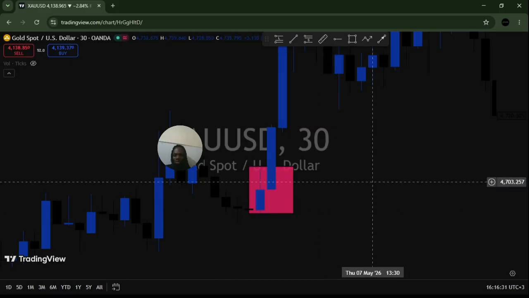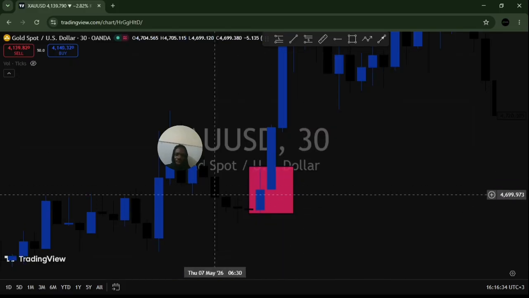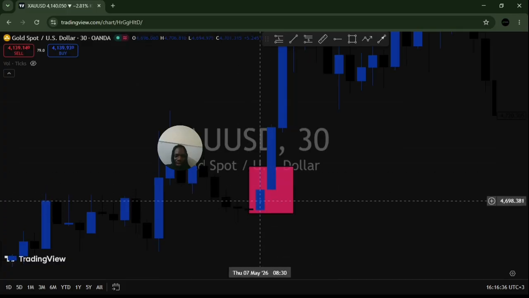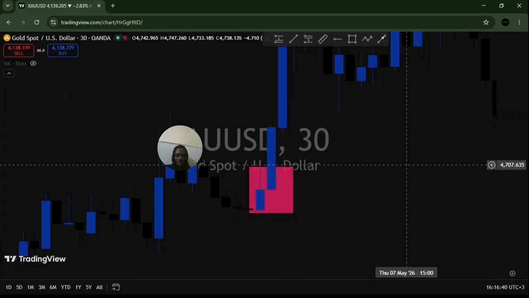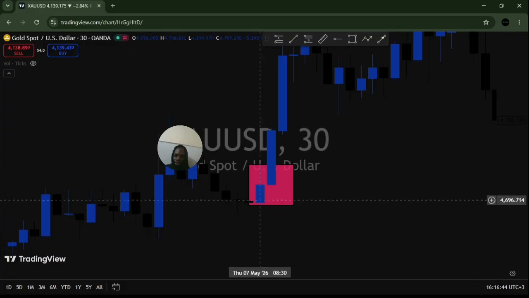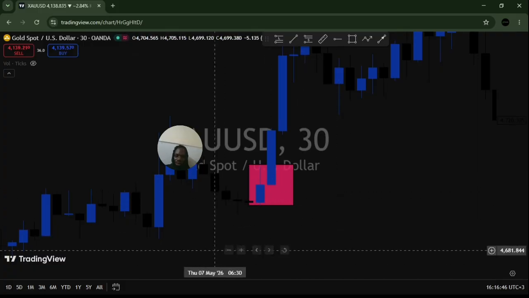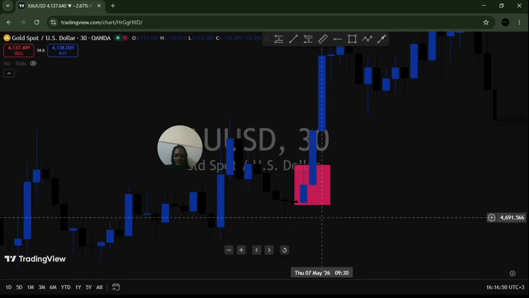So it has been formed. So an inverted hammer and a bullish hammer. An inverted hammer is a bearish hammer, that is it. But when it forms within the zone, it is weak. So these candles can only be strong when they form within the right zone.